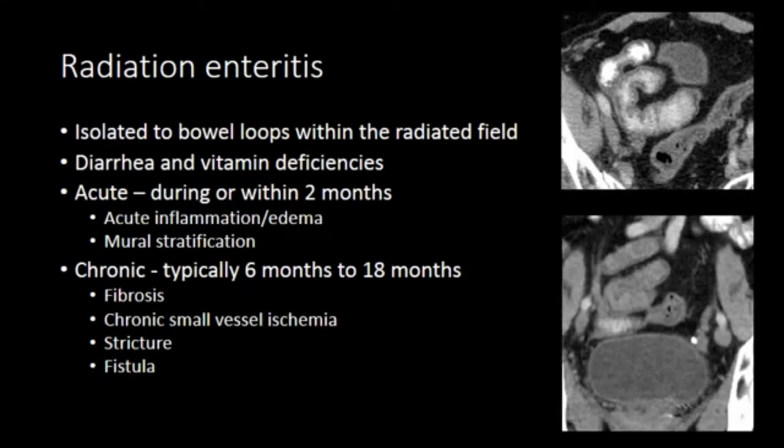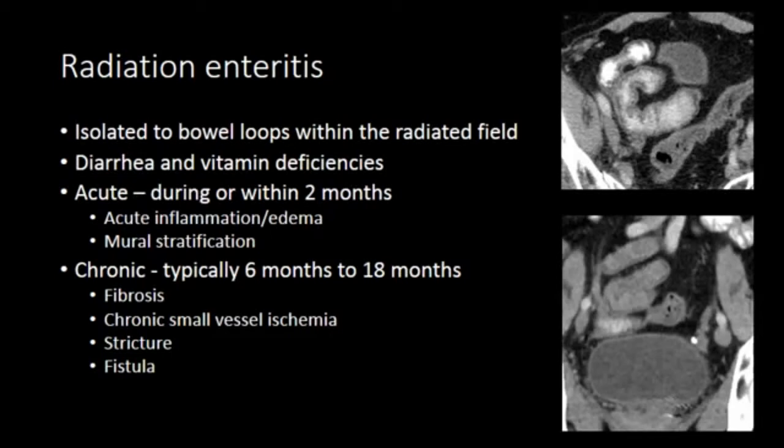Radiation enteritis is another commonly encountered etiology for small bowel inflammation. The loops of bowel that are affected by radiation therapy tend to be those loops of bowel which fall within the radiated field. So if a person has cervical cancer and there are low-lying loops of ileum, or if the person has retroperitoneal adenopathy, the loops of bowel in the central abdomen will often be impacted by the radiation.